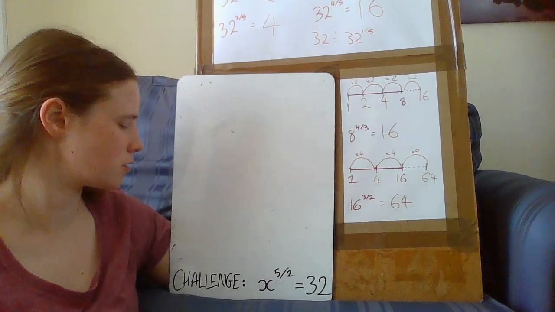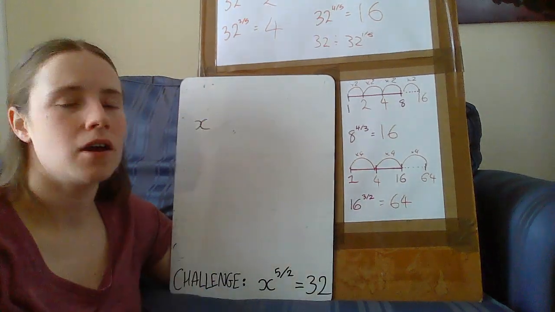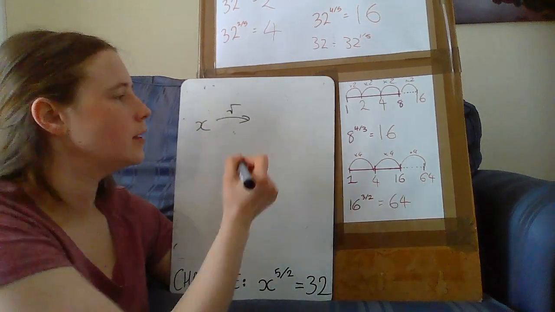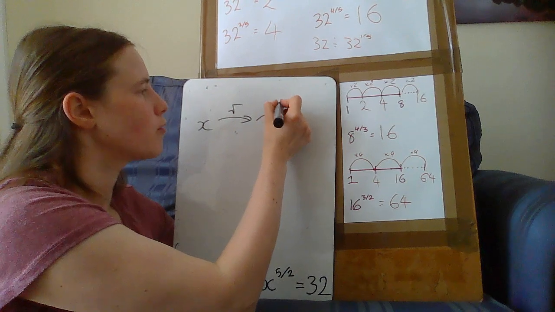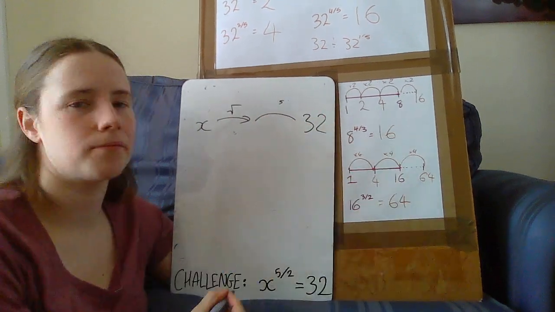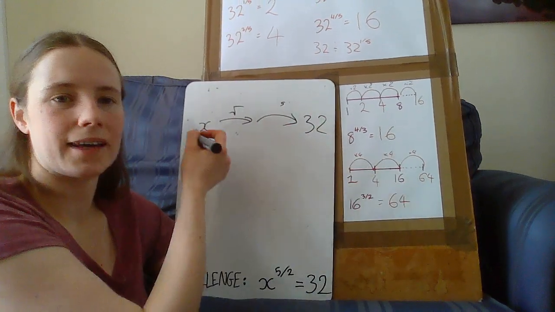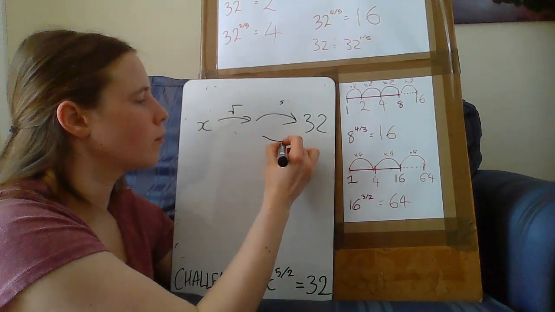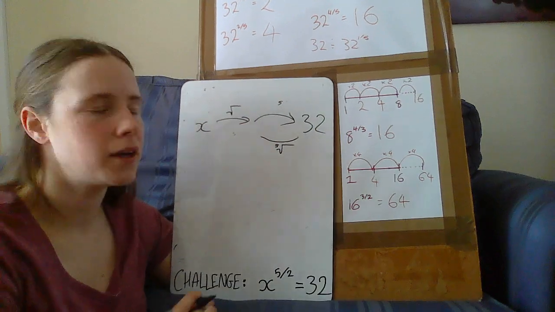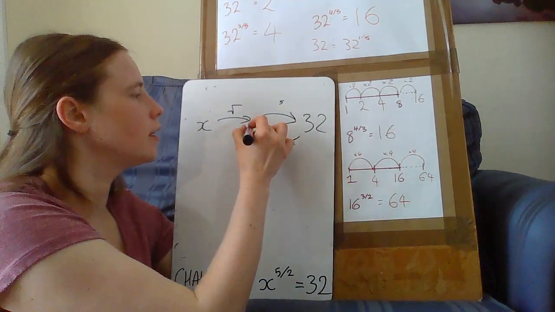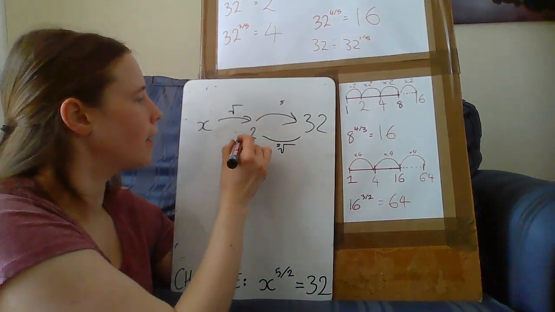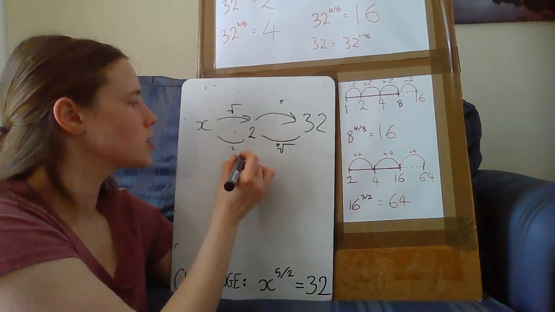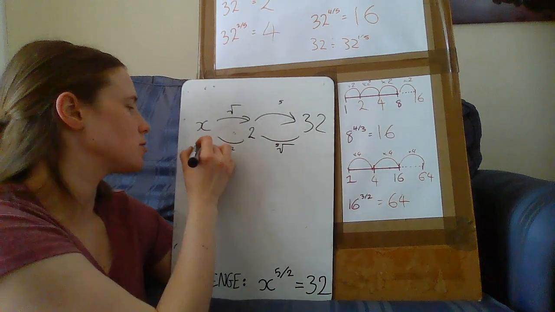Two ways of doing this. First of all, if I start with x, what I know I have to be able to do is square root it and then do it to the power of 5 and I end up with 32. So what I could do is basically undo that process. I could do 32 to the power of 1/5 or the 5th root, and the 5th root of 32 is 2, and then the opposite of square rooting is squaring, so I could then square the 2 and get x is 4.